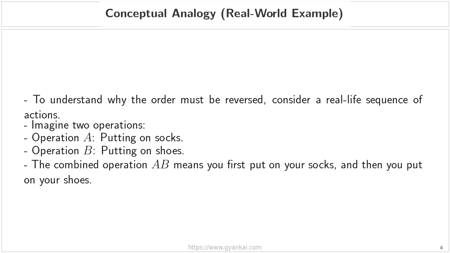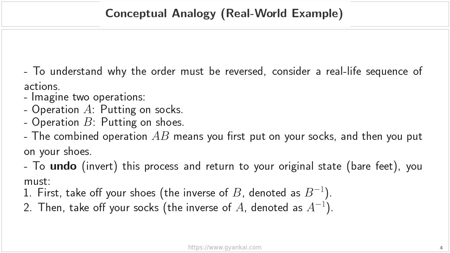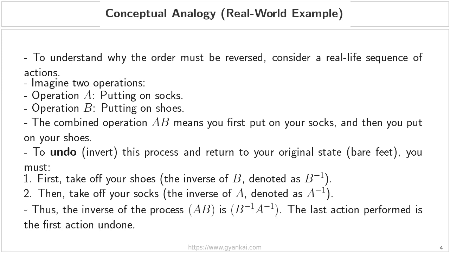First, you put on your socks, and then you put on your shoes. Now, if we want to undo or invert this entire process to return to our original state, which in this case is having bare feet, think about the physical order required. You cannot take off your socks while your shoes are still on. Therefore, you must first perform the inverse of operation B, which is taking off your shoes, denoted as B inverse. Only after the shoes are removed can you perform the inverse of operation A, which is taking off your socks, denoted as A inverse. Consequently, the inverse of the combined process AB is the product B inverse A inverse.